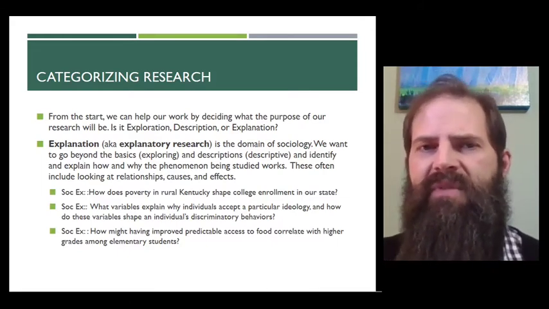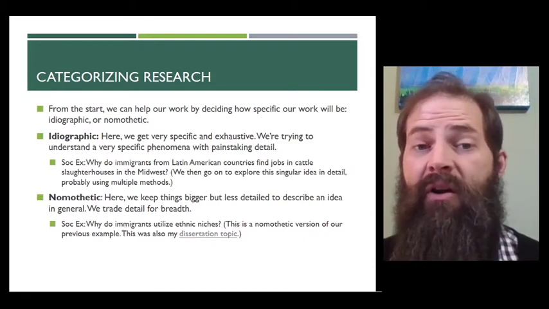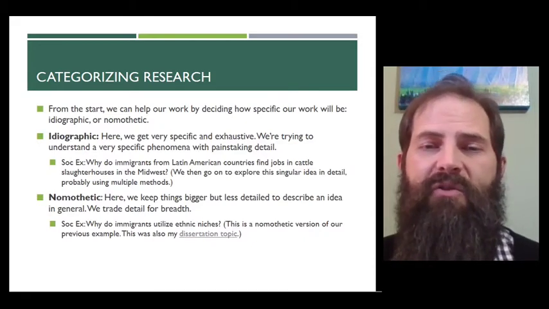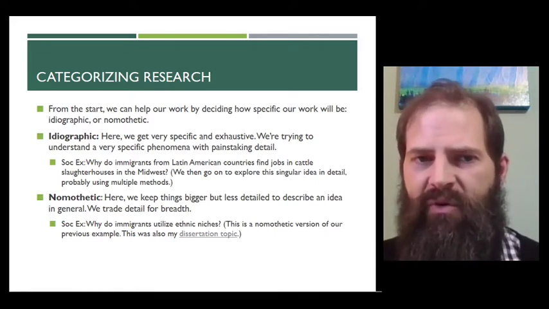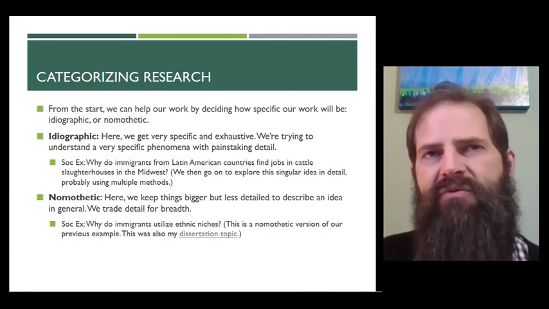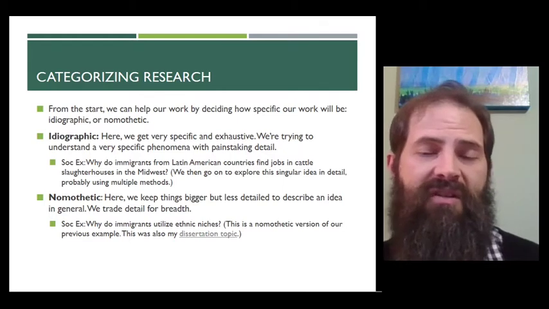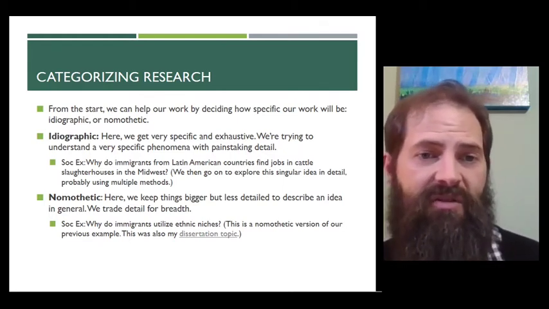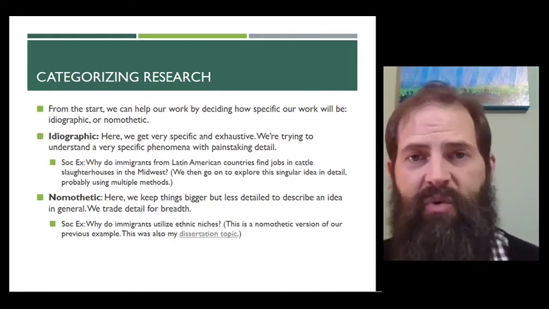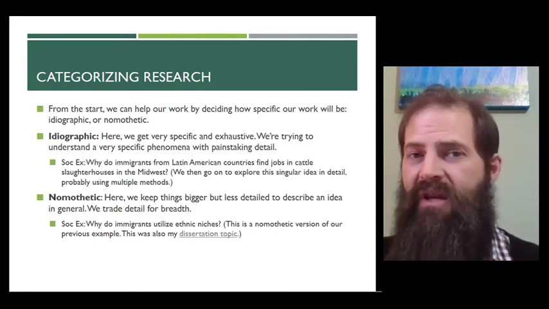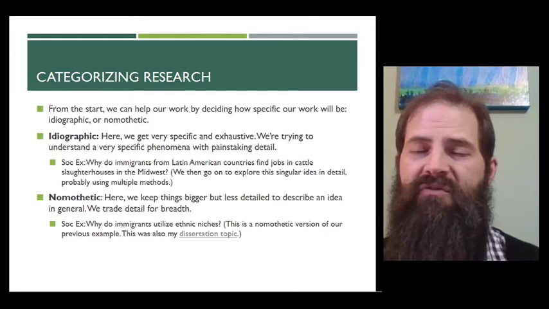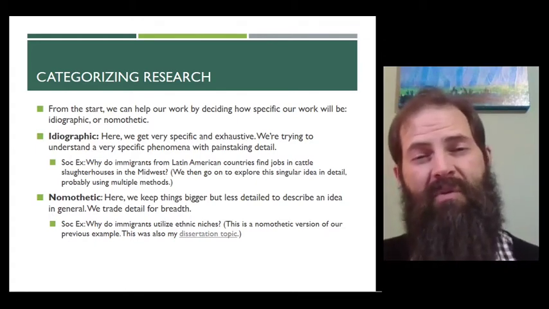Let's move on. Let's think of some other ways to classify our research. Now, another one, and this is particularly valuable, is trying to think about the scope of your work. One of two things can happen here. You can get very detailed on a particular kind of relationship where you're very pinpoint, talking about a very specific idea, or you can stay very broad. This is the difference between idiographic research and nomothetic research.